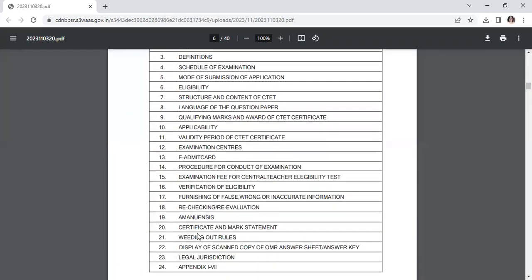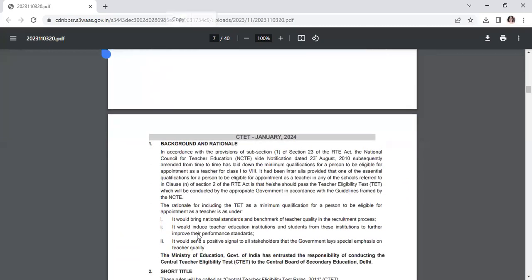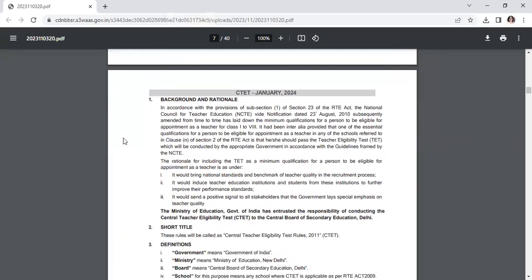Now, let us see what is given in detail. The first is background and rationale. In accordance with the provision of Section 23 of the RTE Act, the National Council of Teacher Education, NCTE, with notification dated 23rd August 2010, subsequently amended from time to time, has laid down the minimum qualification of a person to be eligible for appointment as a teacher for class 1st to 8th.